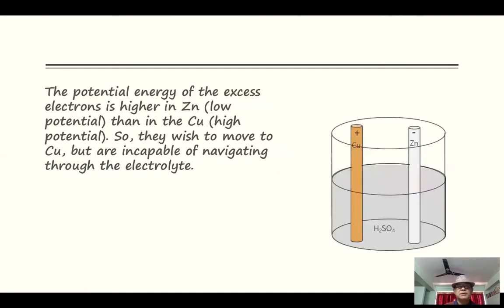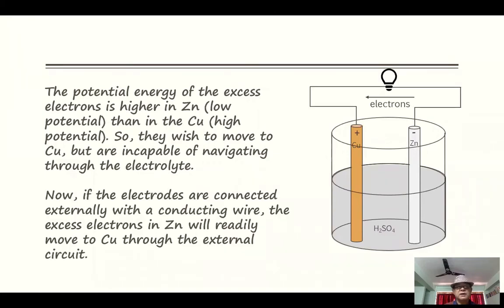The potential energy of the excess electrons is higher in zinc, which is at low potential, than in the copper, which is at high potential. So, they wish to move to copper, but are incapable of navigating through the electrolyte. Now, if the electrodes are connected externally with a conducting wire, the excess electrons in zinc will readily move to copper through the external circuit.